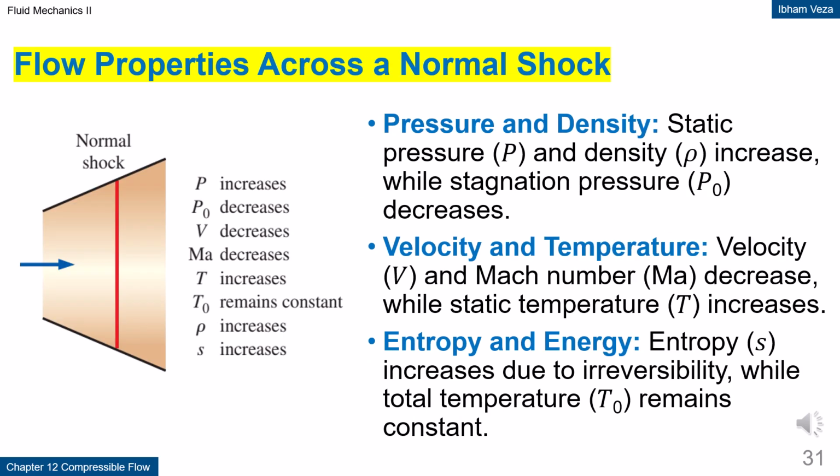Flow properties across a normal shock. After passing through a normal shock, the static pressure and density increase significantly. At the same time, the stagnation pressure decreases due to irreversibility. The velocity and Mach number drop to subsonic values. The static temperature increases, but the stagnation temperature remains constant. This combination of changes shows that a shock wave is very detrimental from a useful energy standpoint.